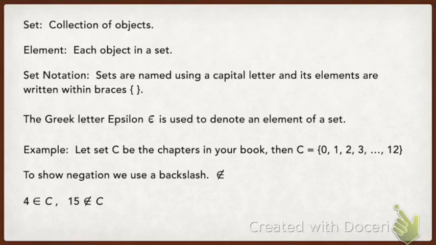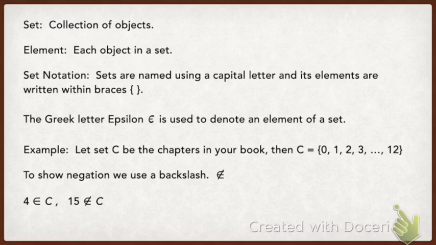So our definitions: a set is just a collection of objects. With math, we have our sets of numbers, like the natural numbers, the whole numbers, integers, rational numbers. Those are all types of sets. In your house, you'd have the set of dishes, your set of silverware. So that is just a collection of objects. An element is each object in a set. So if you're looking at the rational numbers, 3/4 is an element of the rational numbers. It belongs to the rationals.